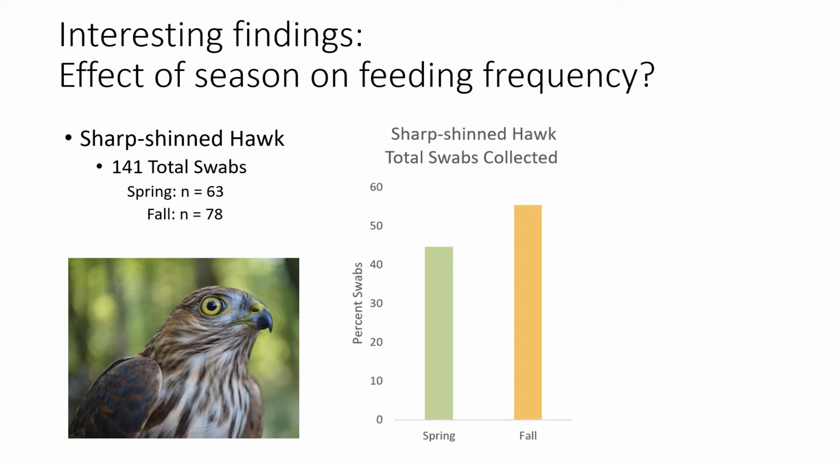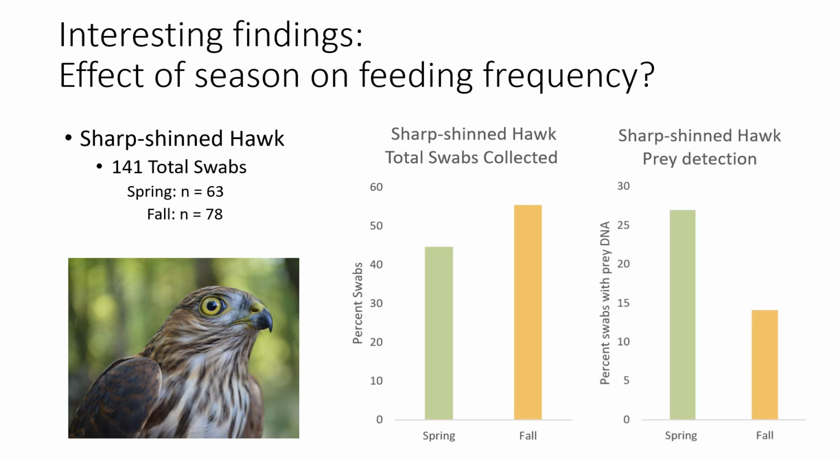But when we look at the percentage of swabs with prey detections, 27% of the spring samples had prey detections, while only 14% of the fall samples had prey detections for sharp-shinned hawks. So I ran a chi-squared statistical test to see if this difference in detection rate between the spring and the fall was a significant difference. And the chi-squared p-value came back as 0.057.